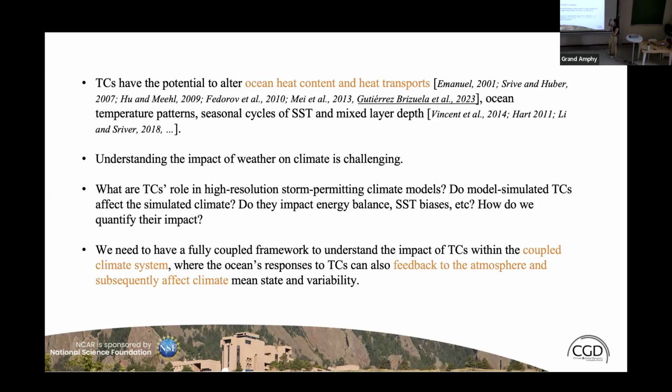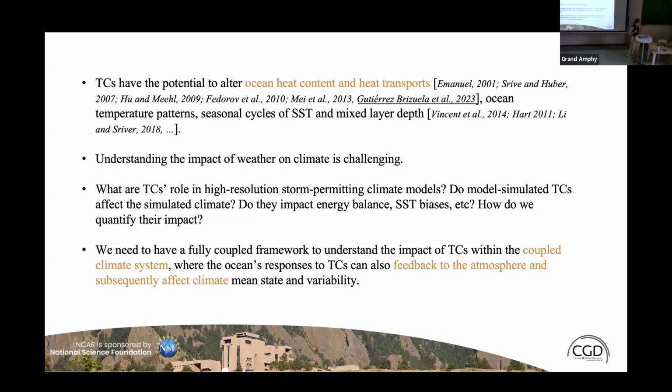We want to know, and I put this here because a lot of studies, including mine, are all about ocean-only simulations where you use TC winds to force the ocean. But we ultimately want to know if we put heat into the ocean, how does it come back to the atmosphere and affect the whole coupled system? So ideally, we want to study it in the coupled framework. These are all the challenges that we're facing in trying to understand this question.